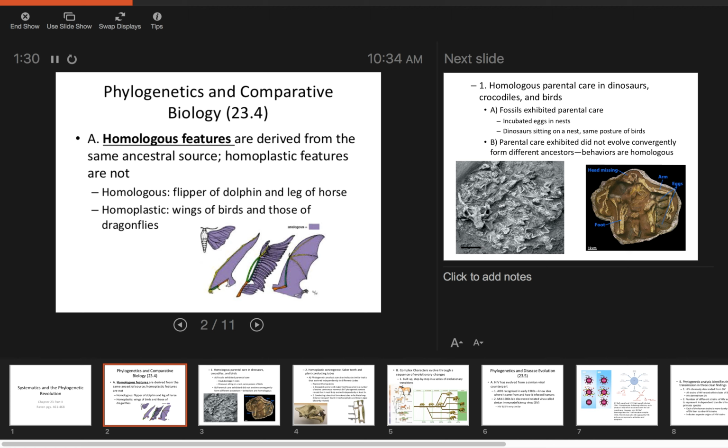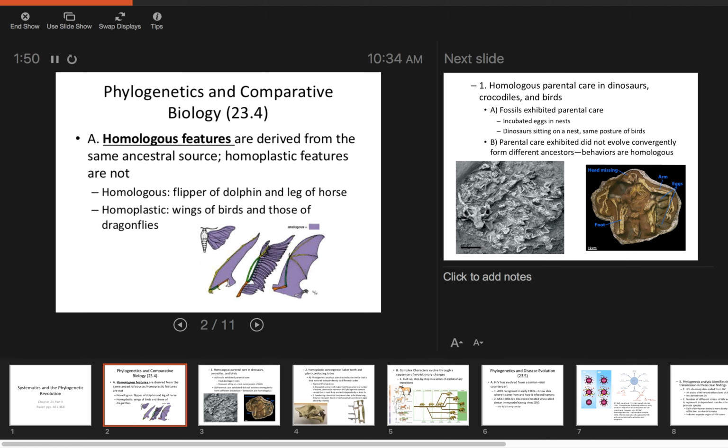But then there's another type of feature that you need to know, homoplastic features. In Biology 10, they were called analogous structures, which means that they do not come from the same ancestral source, but they have the same function. So homologous means they come from the same source, but they might do different things. Yeah, I always get this mixed up.